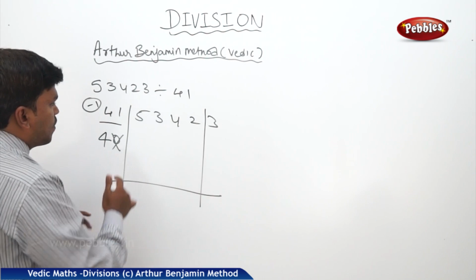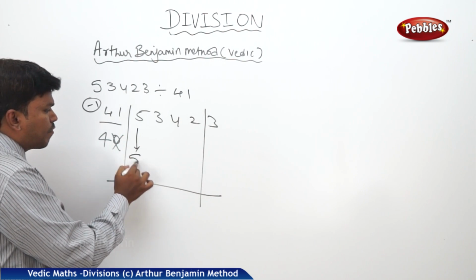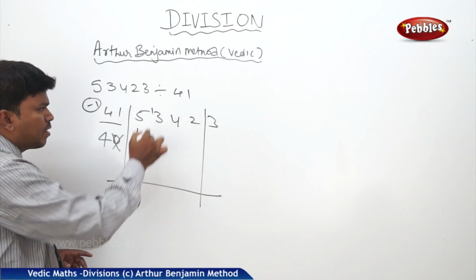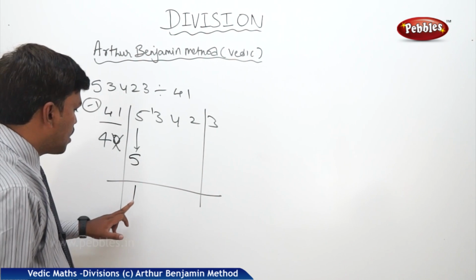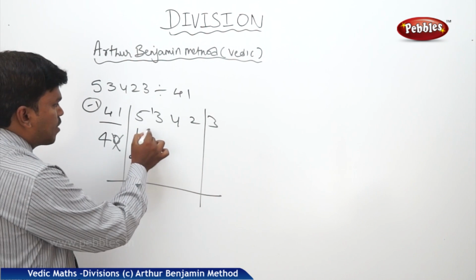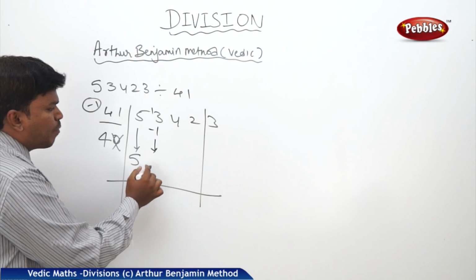Right, now start. First take 5. Okay, 5. How many times does it go? 1 time. What is the remainder? 1. Put it before the next number. Now 1 into minus 1, minus 1. 13 minus 1 is how much?